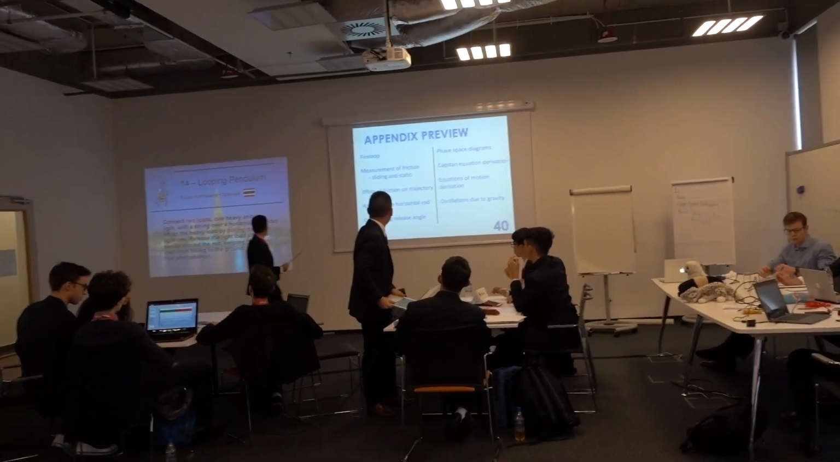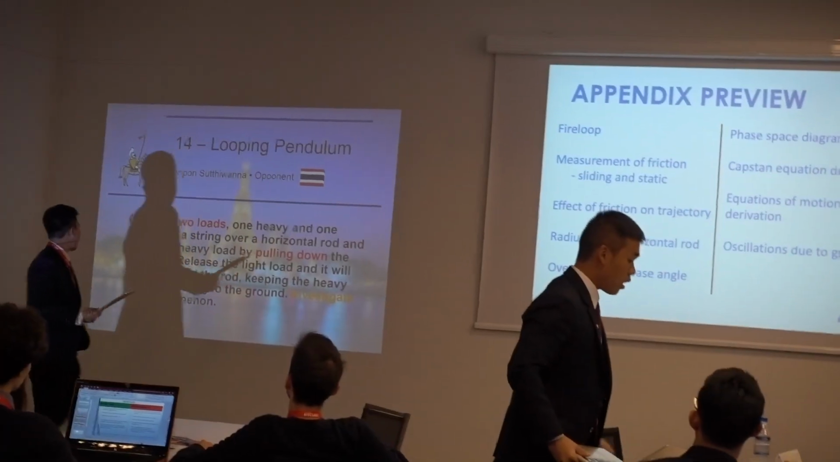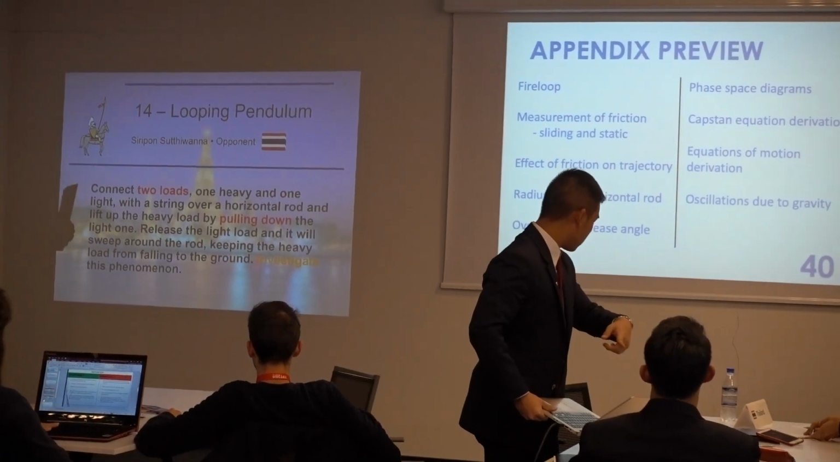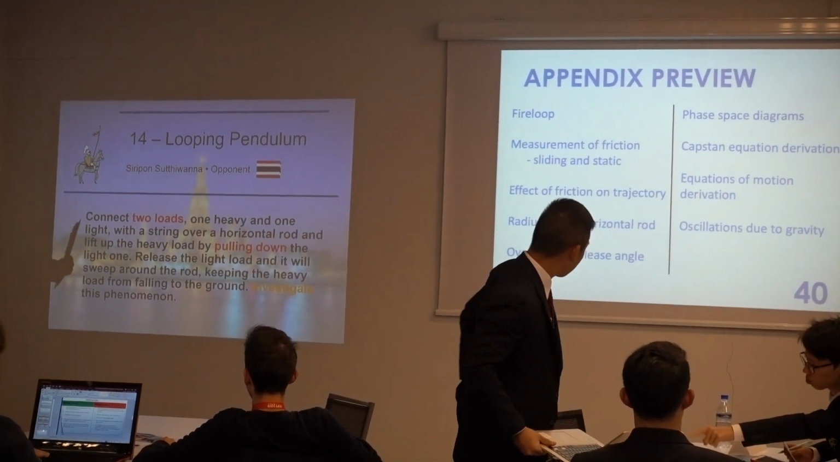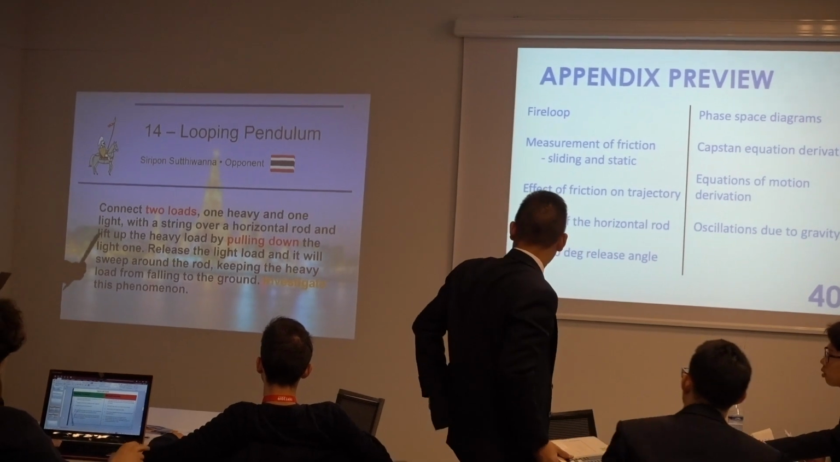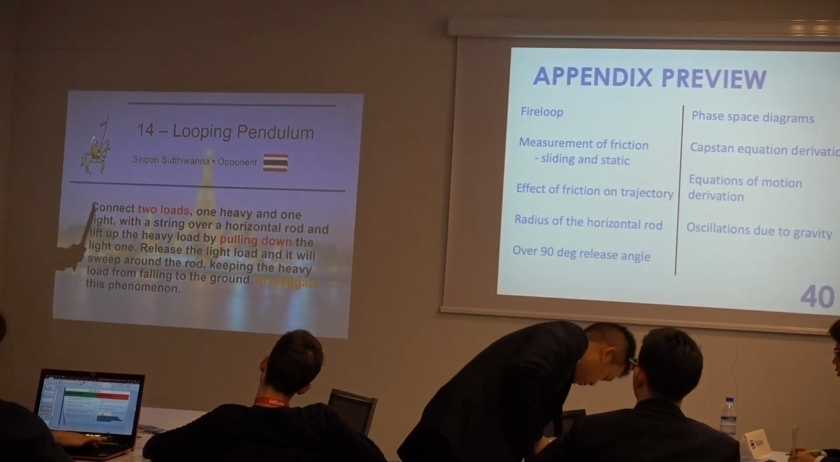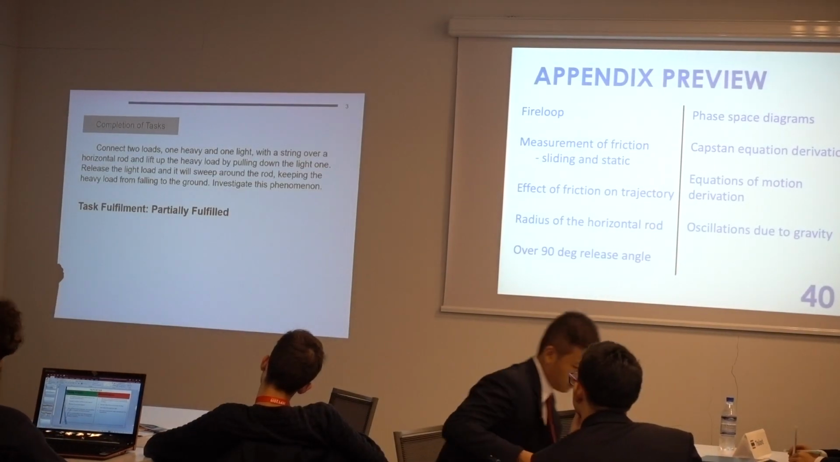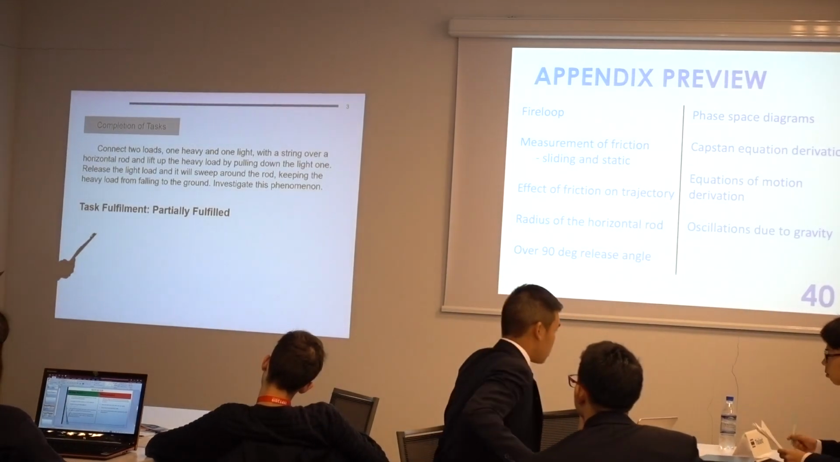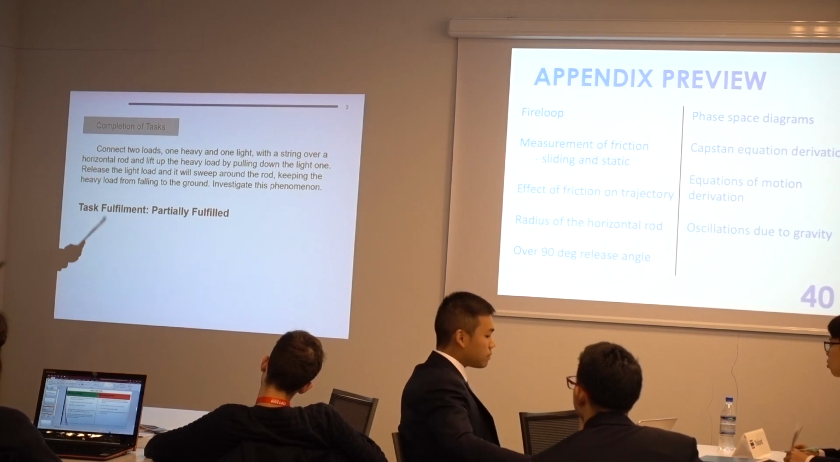So, for the problem statement: connect two loads, one heavy and one light, with a spring over a horizontal rod, and lift up the heavy load by pulling down the light one. Release the light load, and it will swing around the rod, keeping the heavy load from falling to the ground. Investigate this phenomenon. For the completion of tasks, I give them actually to fulfill because there are some misassumptions of this.